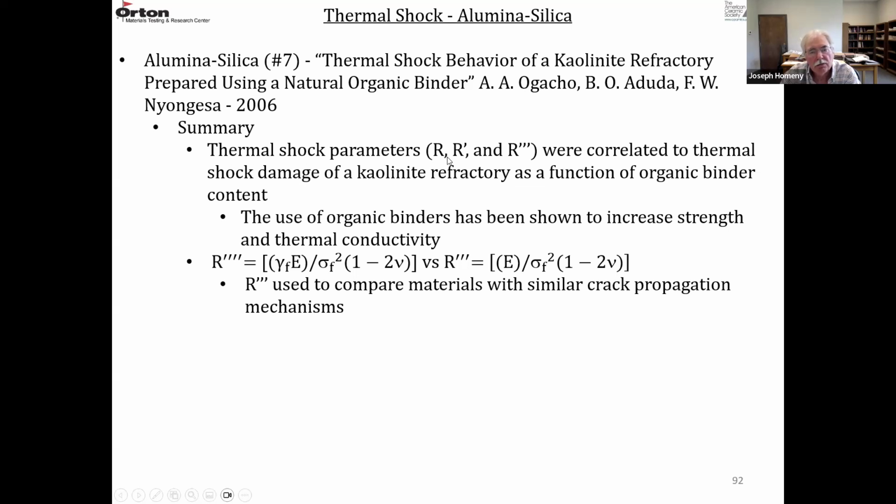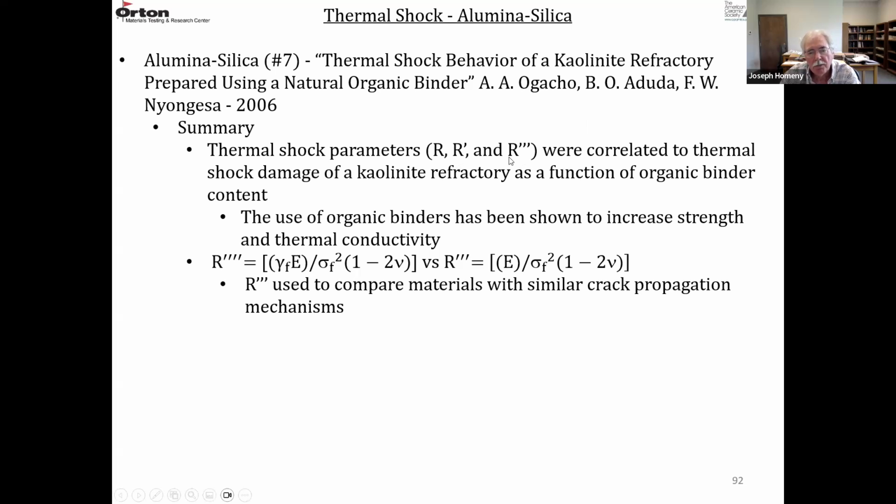So they measured R prime. So R is for crack initiation, rapid quenching. R prime is for more gradual quenching because it has the thermal conductivity component in it. And what's called R3 prime. And we didn't discuss R3 prime, but here's R4 prime, which we discussed. Is the fracture surface energy from the work of fracture times the modulus divided by the fracture strength squared and 1 minus 2 Poisson's ratio. R3 prime is exactly the same, but it doesn't have the fracture surface energy term in it.